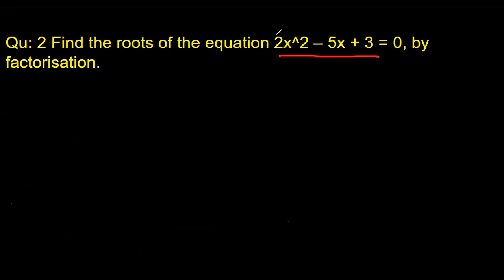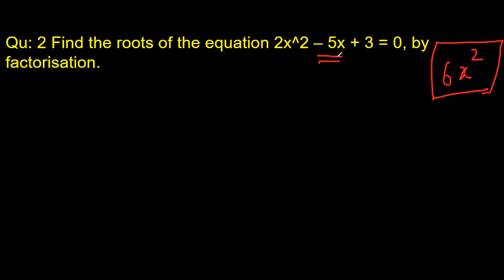So here also, what we will do first of all is take the first term and the last term and multiply them. Both are positive, 2x squared into 3. How much will you get? 2x squared into 3 would be 6x squared. Multiplying, you want 6x squared. And adding, you want negative 5.